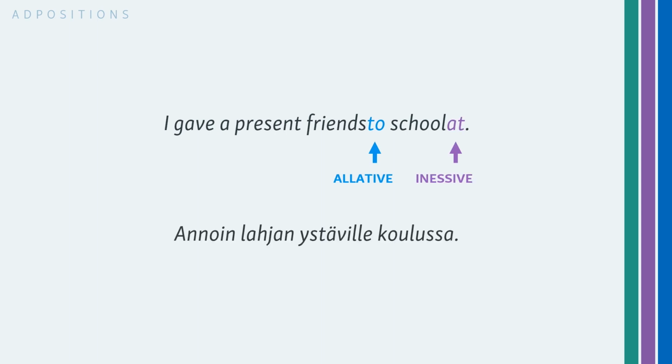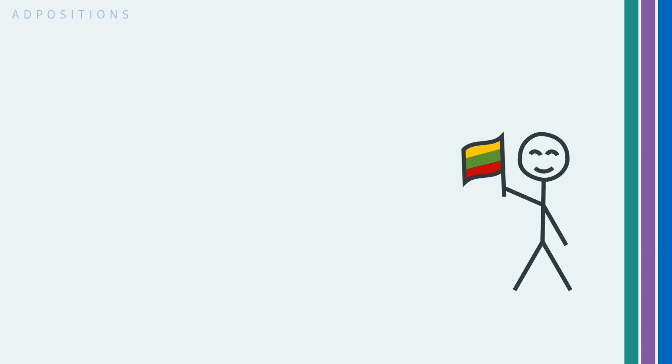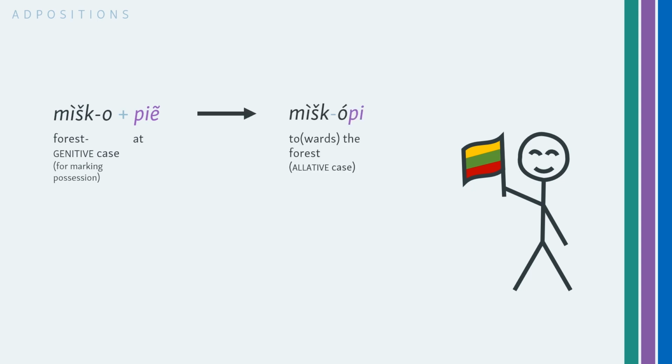This kind of thing has happened in, for instance, Old Lithuanian. In Old Lithuanian, a postposition meaning something like "at" was used after a noun, and eventually the two merged, so instead of a noun plus a postposition, you had a noun marked with a case that indicated motion towards something. Miško, meaning forest, plus pie, meaning at, becomes miškop, meaning towards the forest.